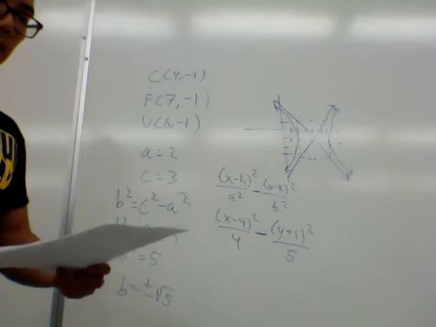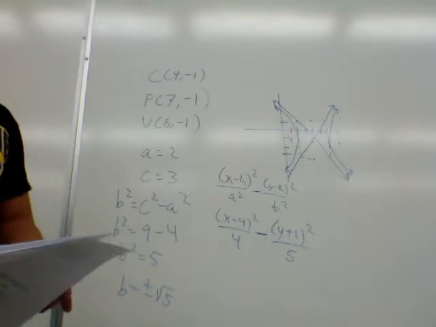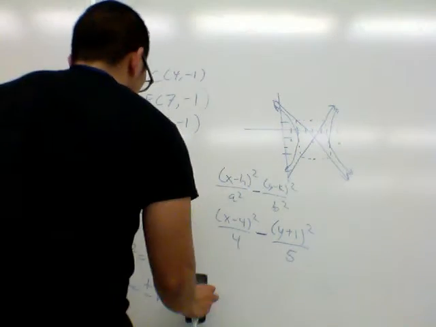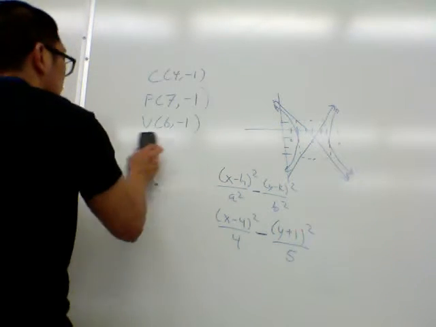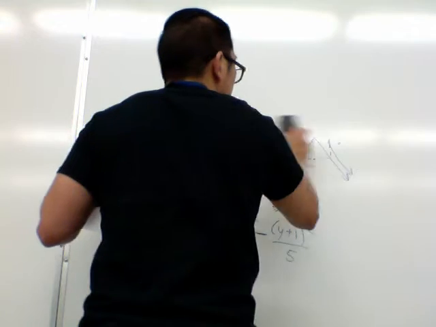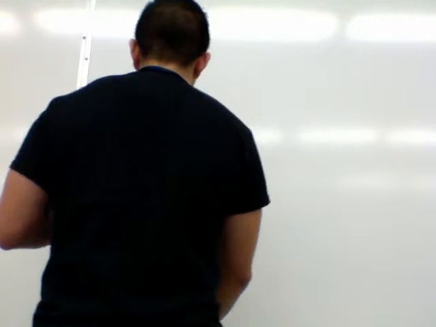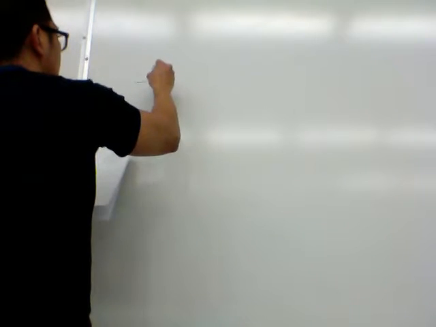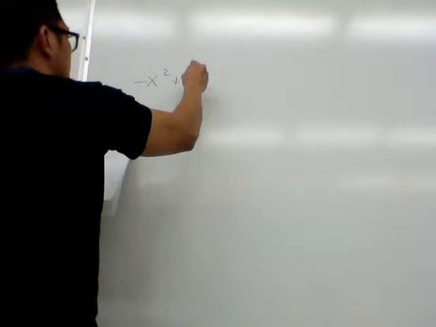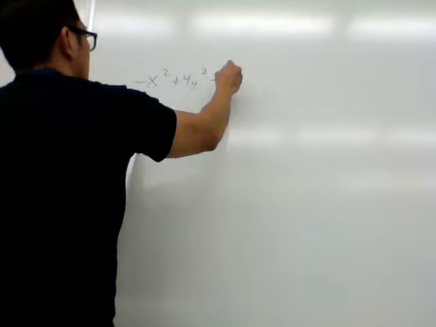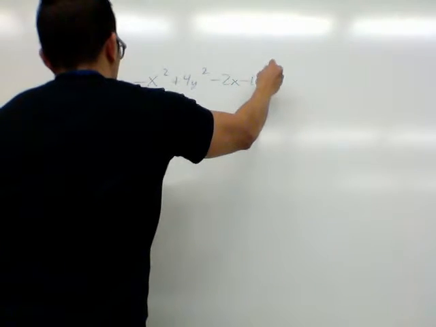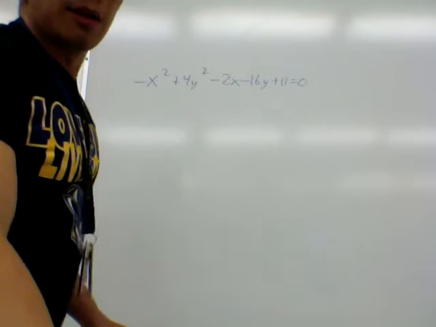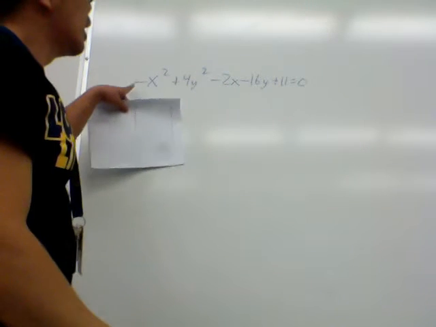Now let's do example 8, where I analyze the equation negative x squared plus 4y squared minus 2x minus 16y plus 11 is equal to 0. So, I'm going to clean this equation up a little.